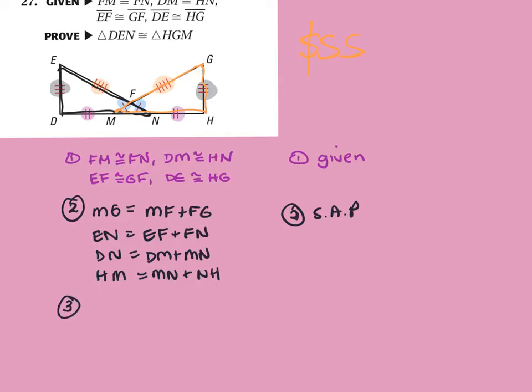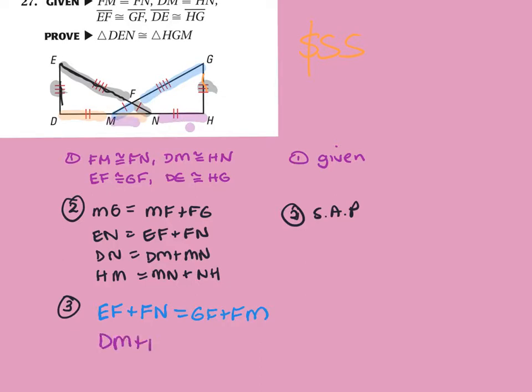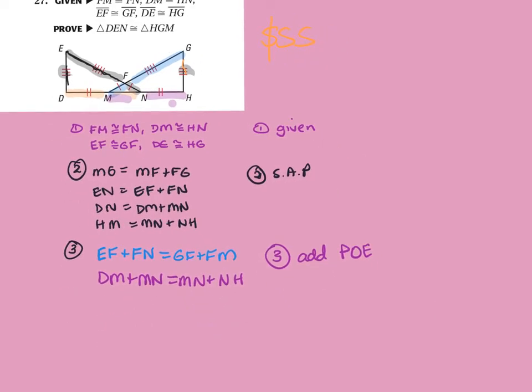Now I have to do the addition postulate to say that this plus this equals this plus this. Well, I already said the individual parts are congruent, so I can say that EF plus FN equals GF plus FM. And I want to repeat that for this plus this equals this plus this. DM plus MN equals MN plus NH. And that's the addition property of equality. I added congruent parts to both sides of my equation.